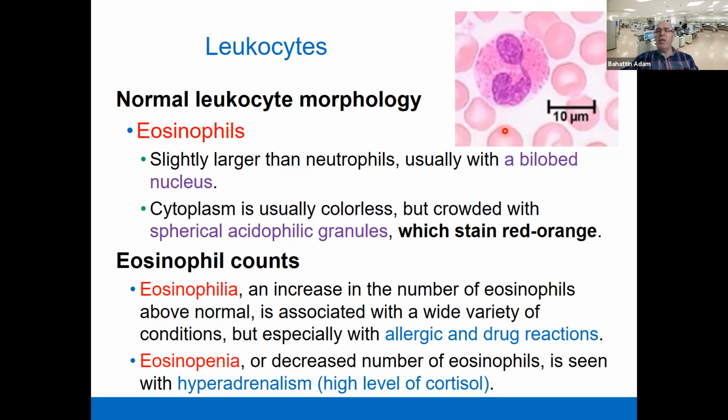They are usually bilobed, two lobes. The cytoplasm is usually colorless but crowded with spherical acidophilic granules, which stain red orange. There are many acidophilic granules.